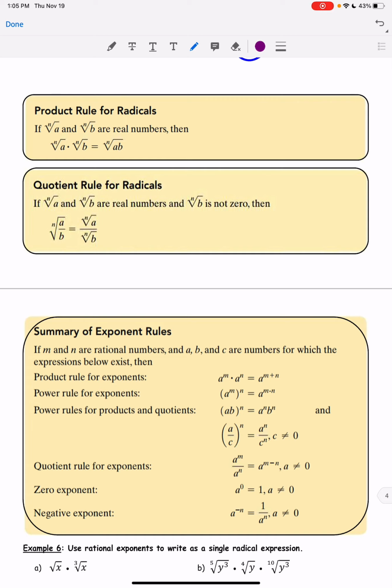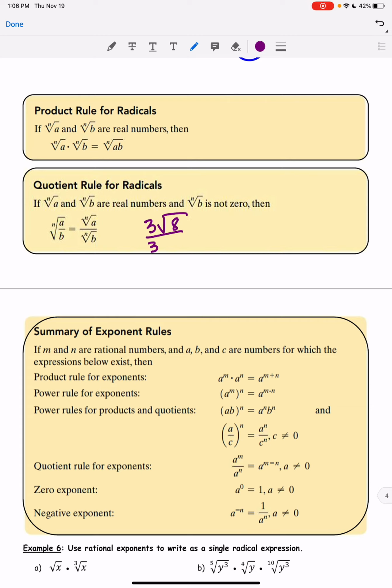And the biggest thing with these is, notice you have an index of n, you have an index of n. When your indexes are the same, you can multiply. So if we have the cubic root of 8 over the cubic root of 2, we can make this the cubic root of 4 because this index is the same as this index.